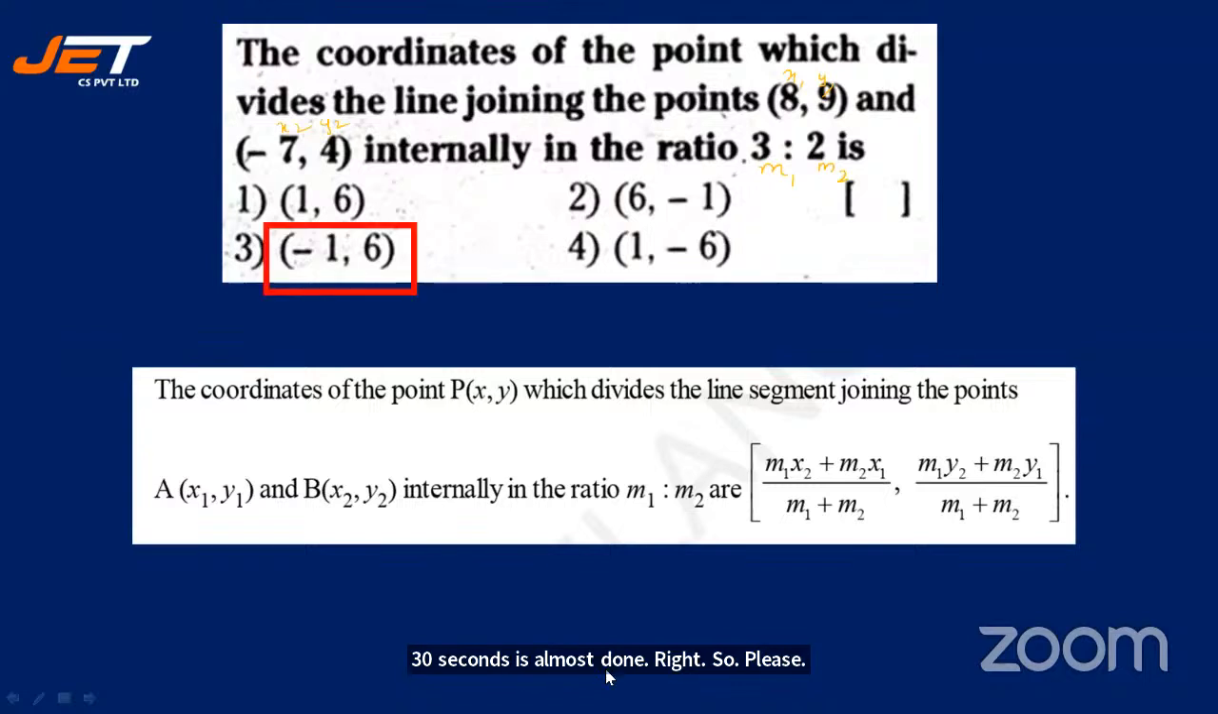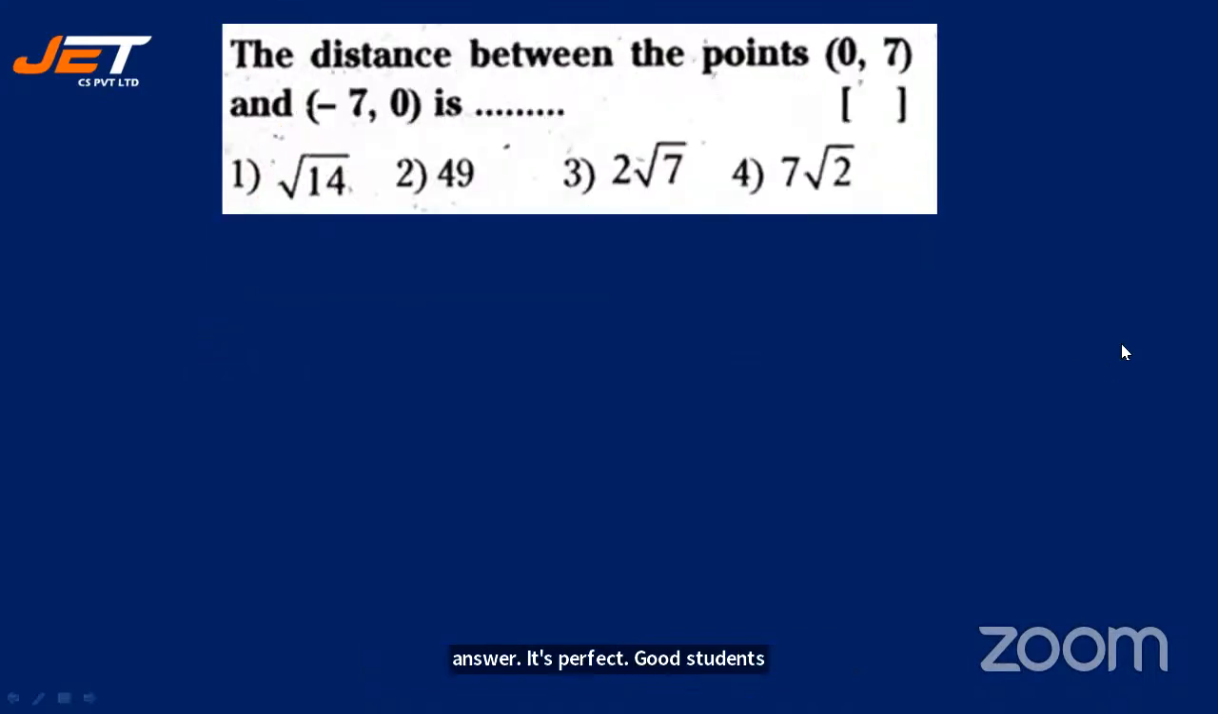It should be the third one, (minus 1, 6). And how many are giving me? Yes, almost all are giving me. Option 3 is the right answer. It's perfect. Good students. Yes, it's merely application of formulas only. Right. See the next question.